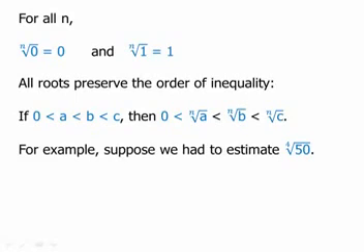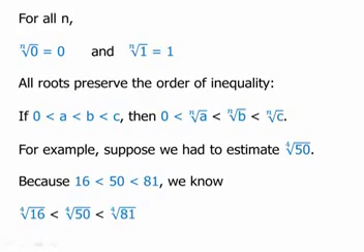For example, suppose we had to estimate the 4th root of 50. Well, we'd want to locate it between two 4th powers. Well, 2 to the 4th, we know, is 16. 3 to the 4th is 81. So, because 50 is between 16 and 81, we can take the 4th root of all of those, and we see that the 4th root of 50 would have to be a decimal somewhere between 2 and 3. So the test is not going to expect you to do anything more fancy with finding the 4th root of 50, but as long as you can figure out which two integers it's between, that is fine.